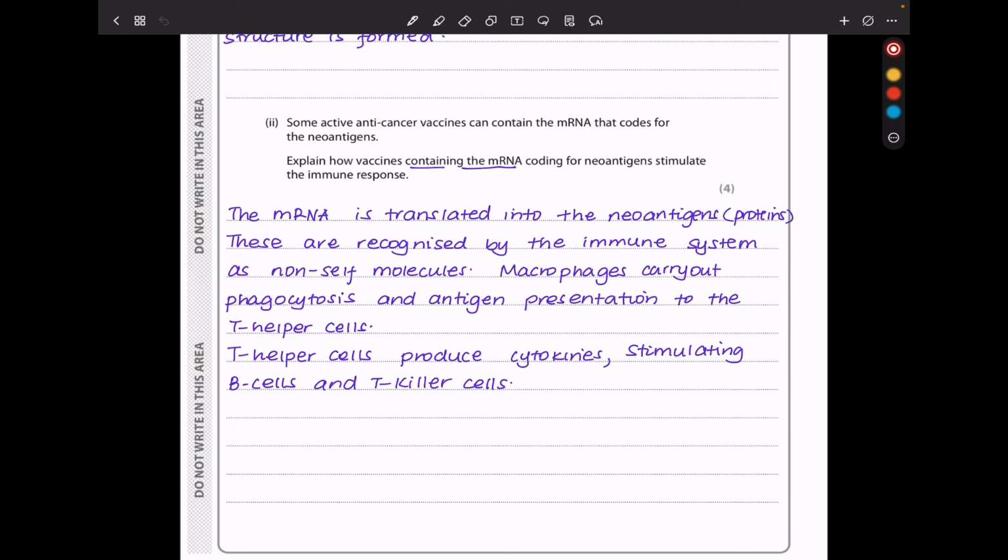So I said the messenger RNA is translated into the neoantigen, which is the protein, and these are recognized by the immune system as non-self molecules. The macrophages will carry out phagocytosis and antigen presentation to the helper T cells. The T helper cells produce cytokines stimulating B cells and T killer cells, so any cancerous cells could be destroyed.